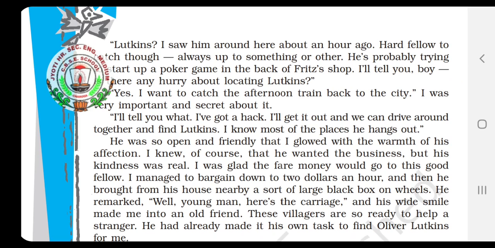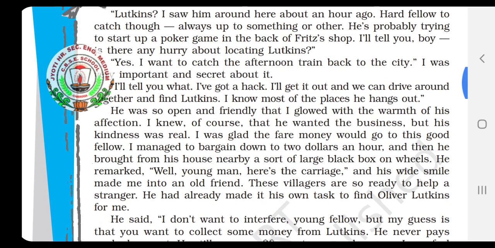So the delivery man said that he has got one hack. Hack means the horse carriage, he has one, and he said that he will bring that, and together they can go around the whole town to find that Oliver Lutkins. And he also said that he knows many of the places where he hangs out, means where he moves or where he could be found easily. Next, "He was so open and friendly that I glowed with the warmth of his affection. I knew, of course, that he wanted the business, but his kindness was real. I was glad the fair money would go to this good fellow."